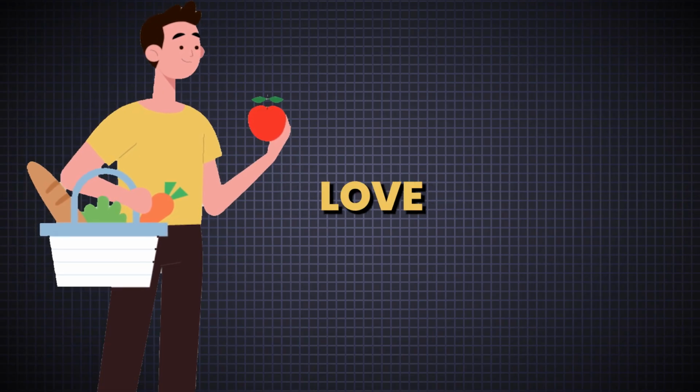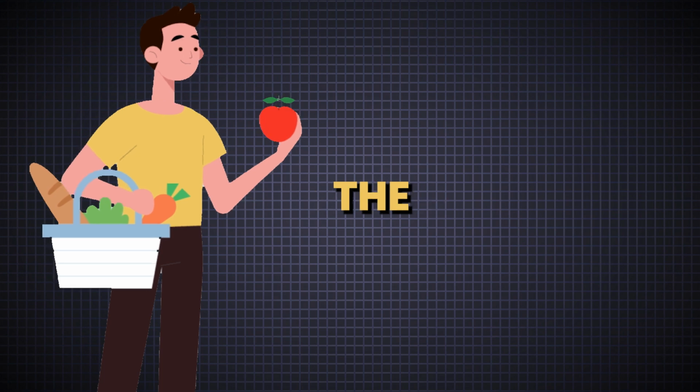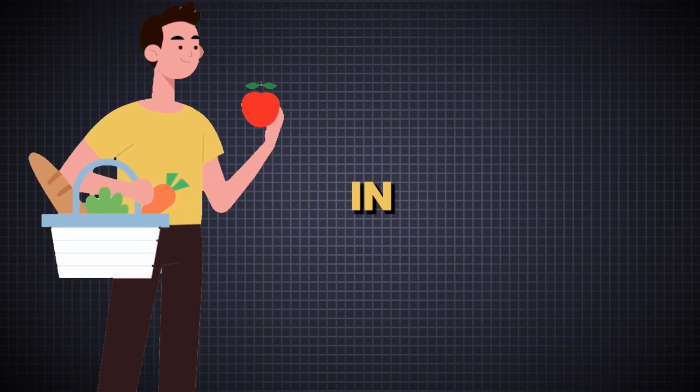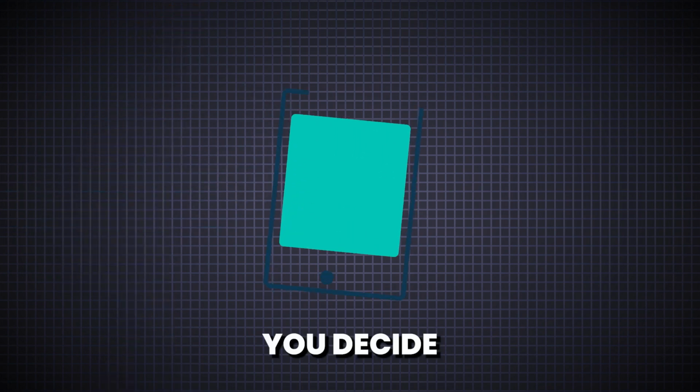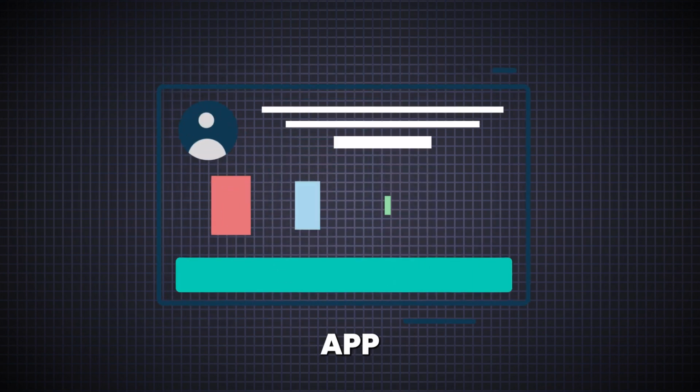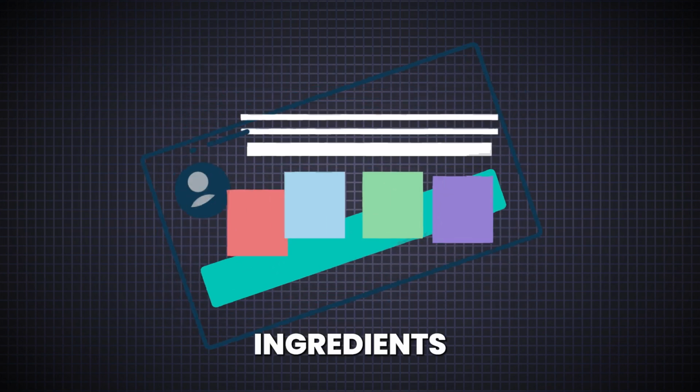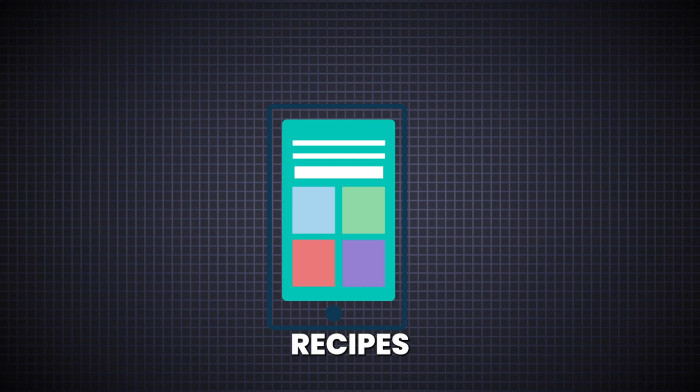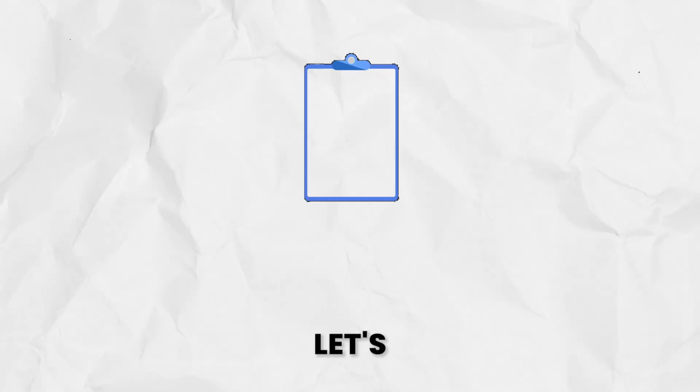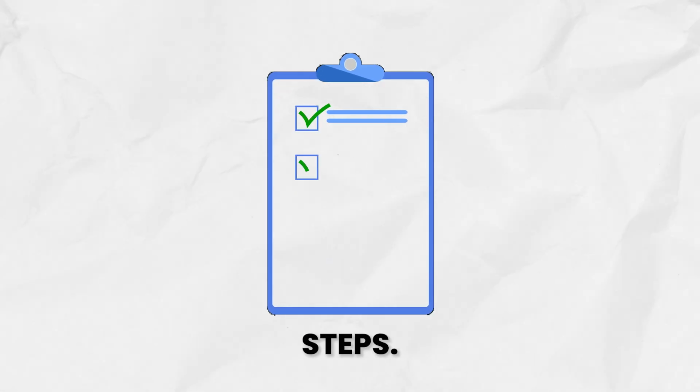Imagine this. You love cooking and often struggle to find the perfect recipes for what's already in your fridge. So, you decide to build a recipe finder app where users input ingredients they have and it suggests recipes based on those. Sounds fun, right? Let's break this into simple steps.